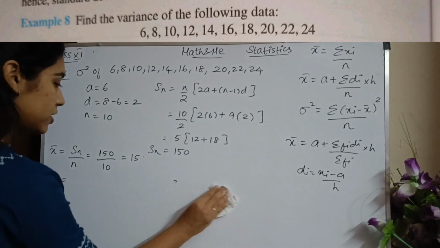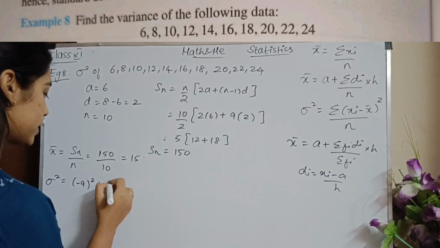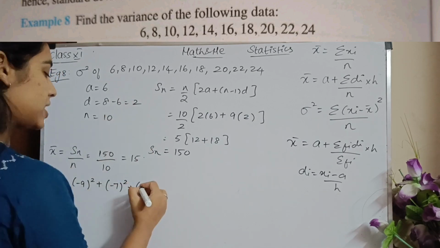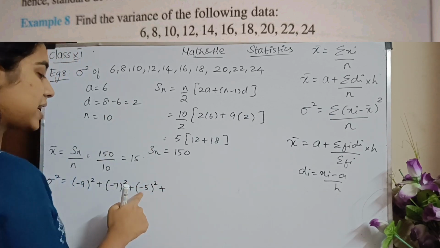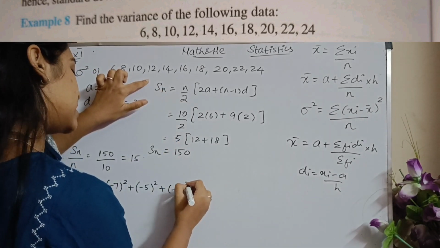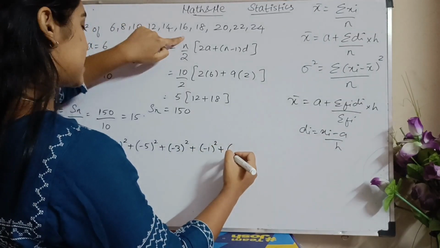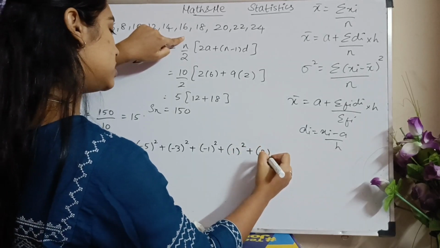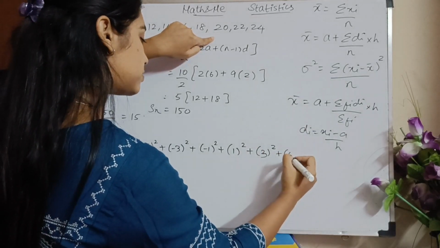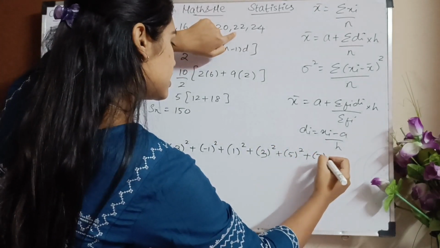So, what is 6 minus 15 the whole square? You understood the pattern. So, 6 minus 15 the whole square will be minus 9 the whole square plus 8 minus 15 will be minus 7 the whole square plus 10 minus 15 is minus 5 the whole square. The minus I neglect, we are going to square it. Okay. Then 12 minus 15 minus 3 the whole square plus 14 minus 15 is minus 1 the whole square. 16 minus 15, 1 square. 18, 3 square. 20 is 5 square. You see that this is your sum of all odd numbers. Then 22 minus 15 will be 7 square.